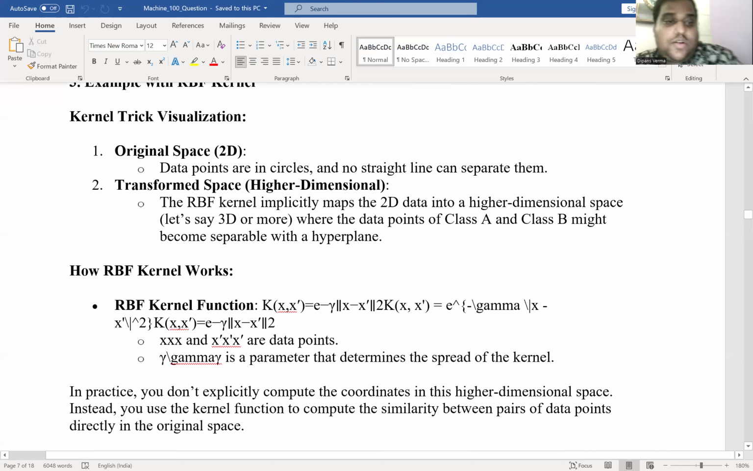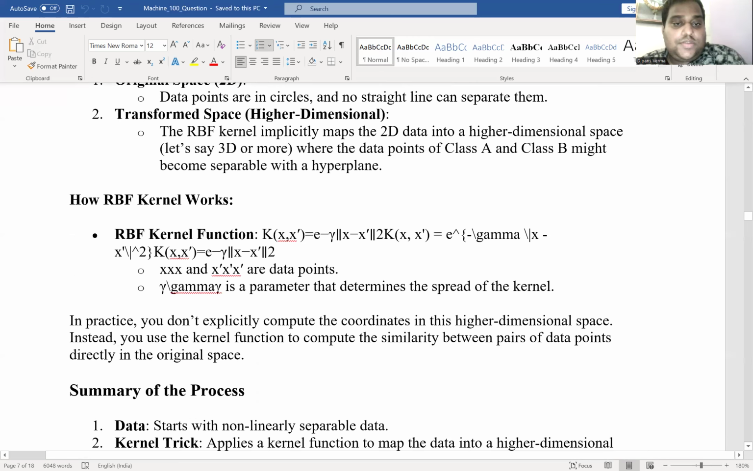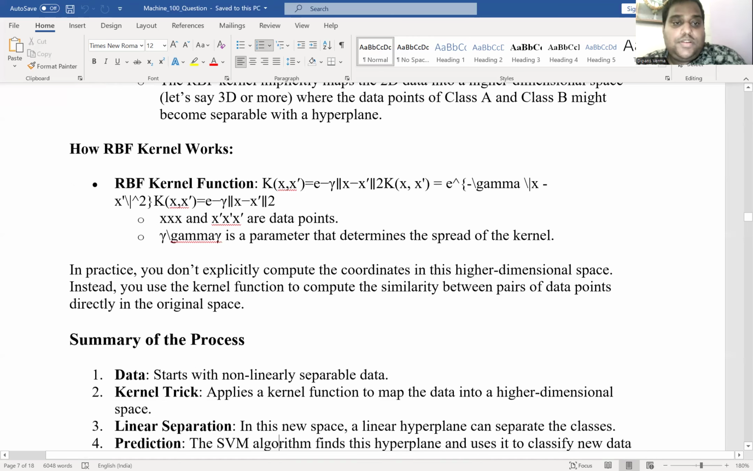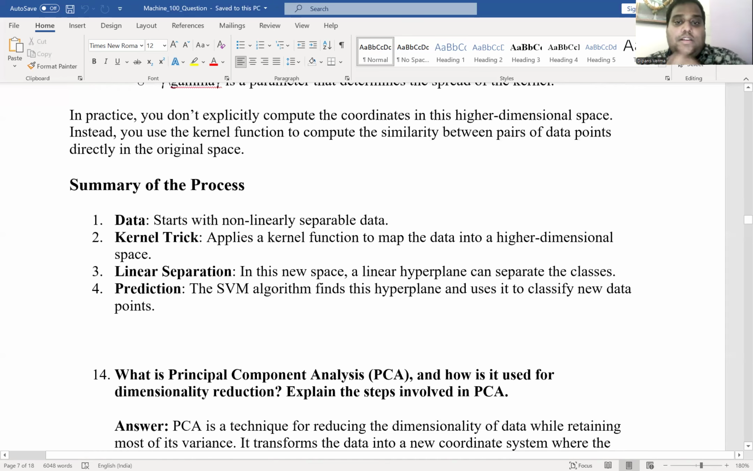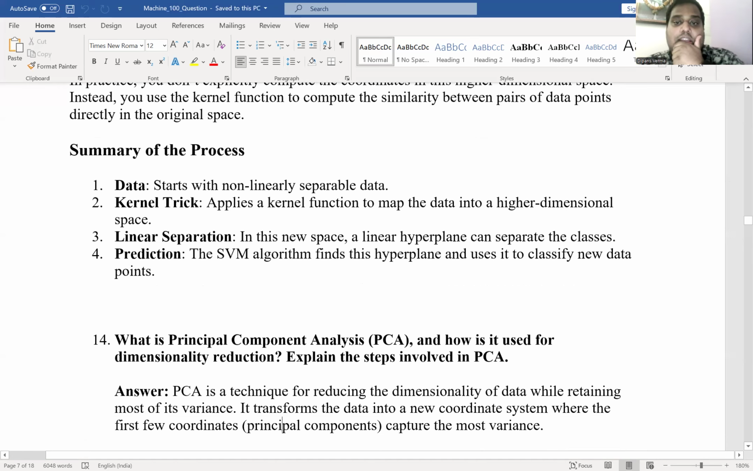It was like the RBF kernel. Apply the kernel to map the data into the high dimension space. In that space, a linear hyperplane can separate the classes. Now you can, for example, separate the classes, and the SVM will find the hyperplane and use it to classify new data.